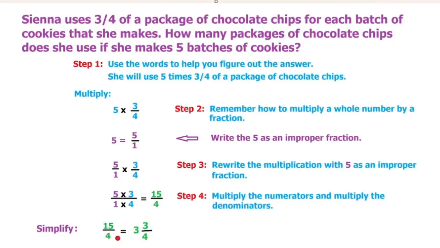So 15/4, how many times does 4 fit into 15? 3 times, and then there's 3 left over, right? So 3/4. So our answer is Sienna will need 3 3/4 packages of chocolate chips to make 5 batches of cookies.